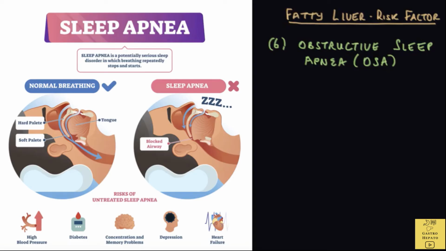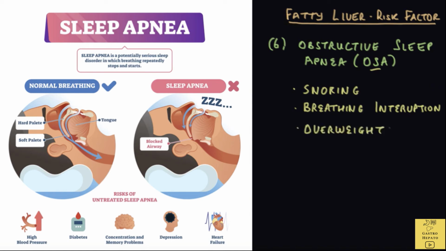Another risk factor for fatty liver is obstructive sleep apnea or OSA. Obstructive sleep apnea is a condition which is marked by snoring and interruptions of breathing at night. Both OSA and fatty liver tend to occur in overweight or obese patients. In OSA, there is a recurrent closure of the upper airways, as is shown in this image. The tongue and the palate flop backwards, blocking the airway. This results in a temporary fall in the blood oxygen level, which is believed to worsen fatty liver.